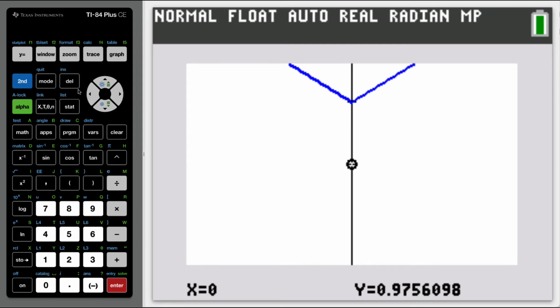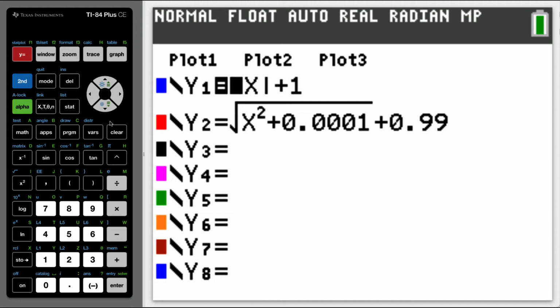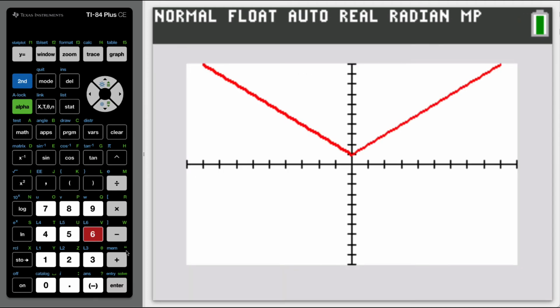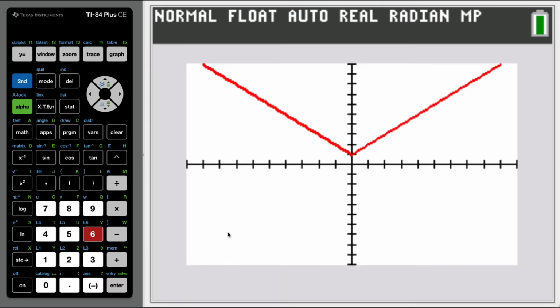But now let's take a peek at that other function. I'm going to go back to my y equals. I'm going to turn off this absolute value graph, and I'm going to turn on this other graph. Now I'm going to do zoom 6 to get my 10 by 10 window. This graph looks exactly the same as the last one that we just took a look at until we start zooming in on what's happening at the x value of 0.